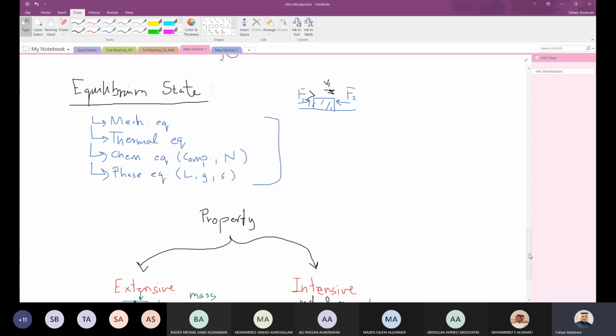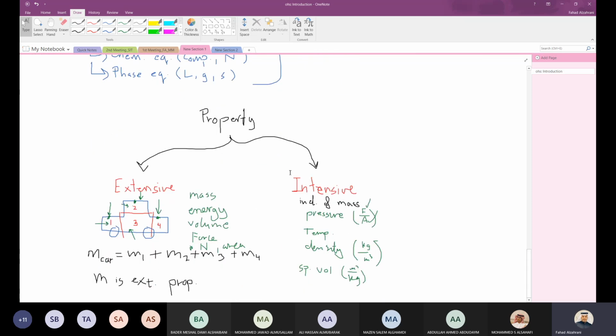Okay. Also, we talked about two different types of properties. We said we have what we call extensive properties, which depend on the mass. So if you divide your system into subparts, the property of each part can be summed to find the total property.